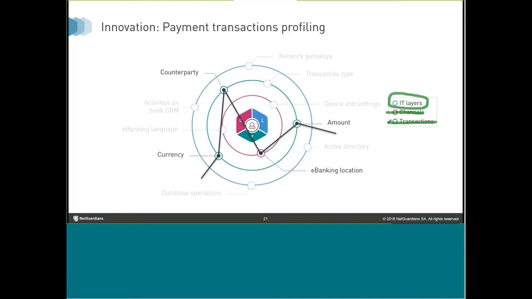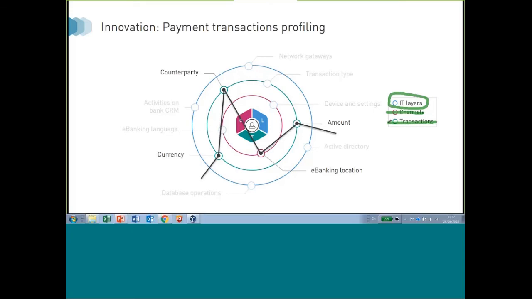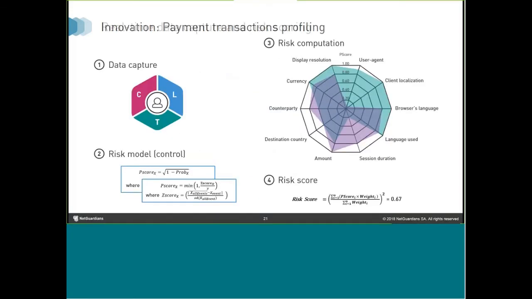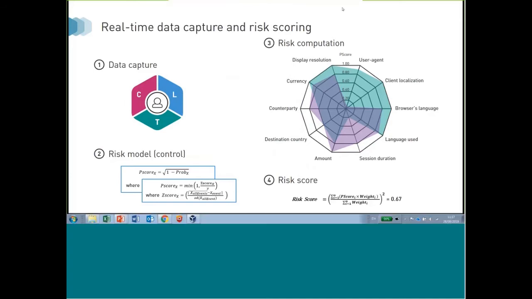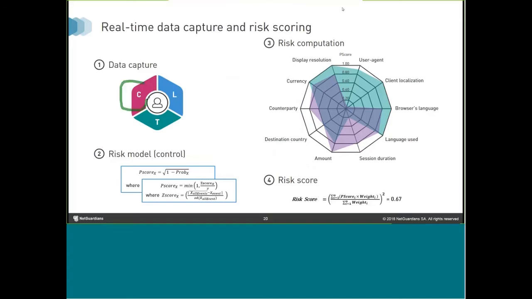So this is one example in which now you have to apply cross-channel, picking information from various sources. What NetGuardians does in this particular screen, at point 1, is collect information on the e-channel. A lot of session information sits on the channel. Let me just highlight that for you. A lot of information sits in the channel, especially session.